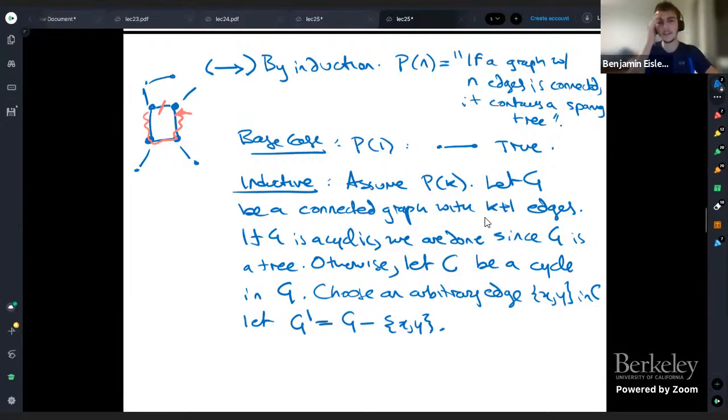Suppose for contradiction that G prime wasn't connected. Then we've got some two vertices that don't have a path between them. We know they have a path between them in G because G is connected. If the path doesn't pass through the edge we deleted, then obviously it's going to be a path in G prime. If it passes through the edge we deleted, we can construct a new path by going the other way around the cycle. I'm not sure how to formally describe it.